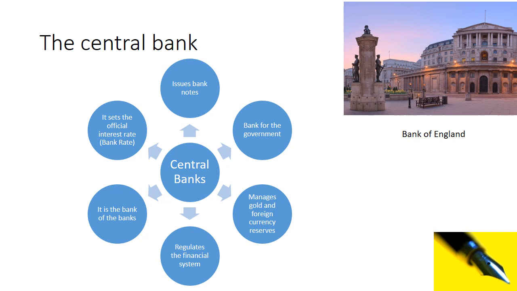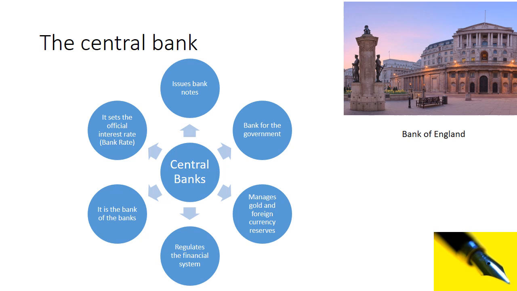It also sets the official interest rate, which we call bank rate. And high street banks will tend to follow the lead from the Bank of England. In other words, if the Bank of England reduces interest rates, which it did a few months ago following the outbreak of coronavirus, then the high street banks will tend to follow suit. So when the Bank of England cuts interest rates, you will tend to get a letter home saying that the interest on your savings account has gone down.